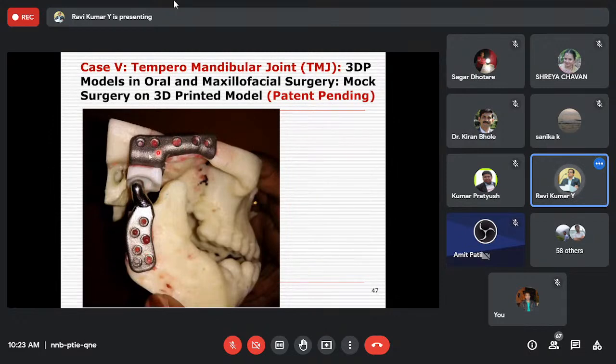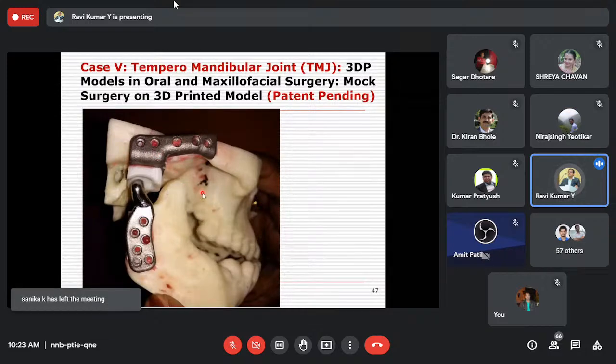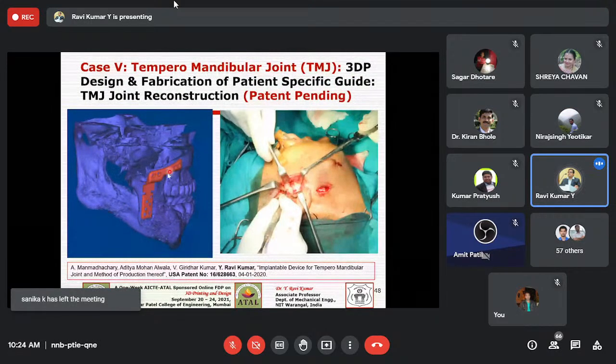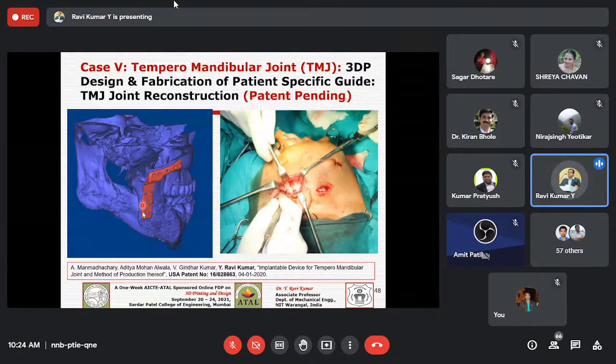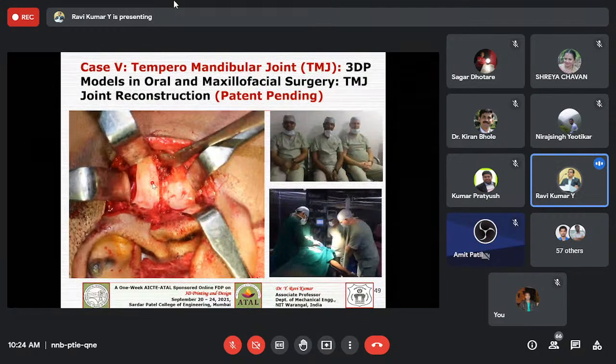So, this is what it's going to fix during the surgery, right? And then we have developed a template or a guide to assist the surgeon in fixing that implant. This is the template used for drilling holes onto the skull from the upper jaw side and the lower jaw side. Making use of that template, they have done the surgery, and then the implants.